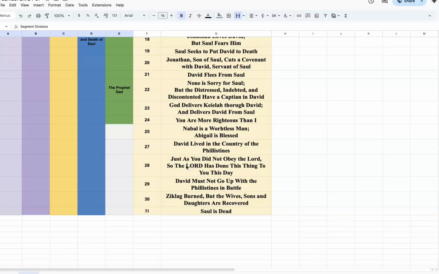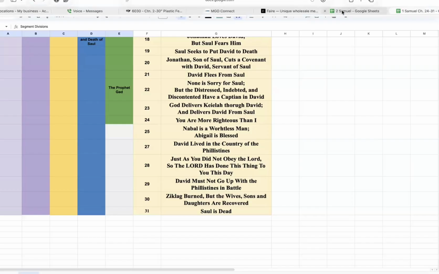And 31 leaves us off with Saul and Jonathan dying. And so we're going to kind of go back over that, because we're going to go through the first part of our lesson with 2 Samuel.